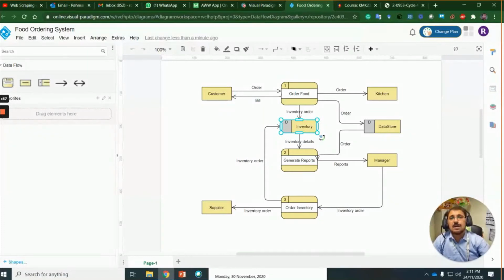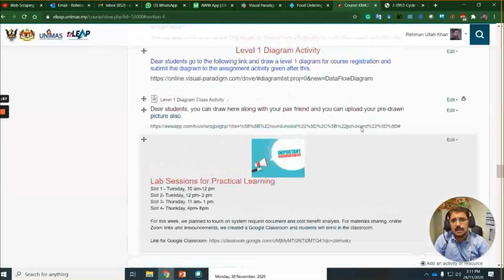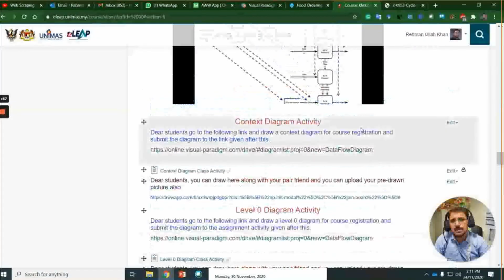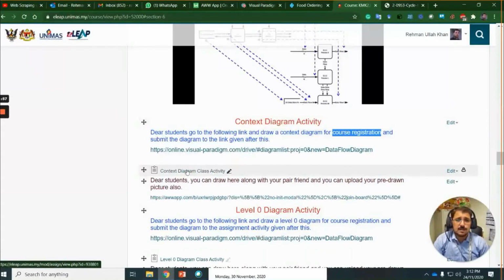Okay, so you quickly draw, and after that save it as a file. You can use the extract. After that, upload to eLIP. In eLIP, here I have created a link, you see, context diagram. Okay, let's see. I want to quickly see whether you really understand what we discussed.